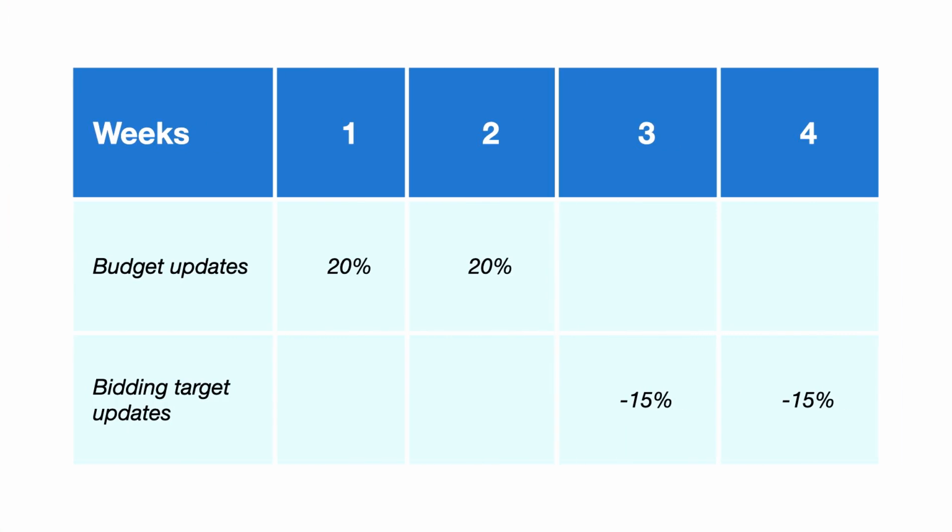To help Pmax learn effectively, try not to make too many changes at first. If you need to make changes, keep them small and don't do them too often. When adjusting your budget, for example, only change it once a week and by no more than 10–20%. Use the same approach when changing your bidding targets.